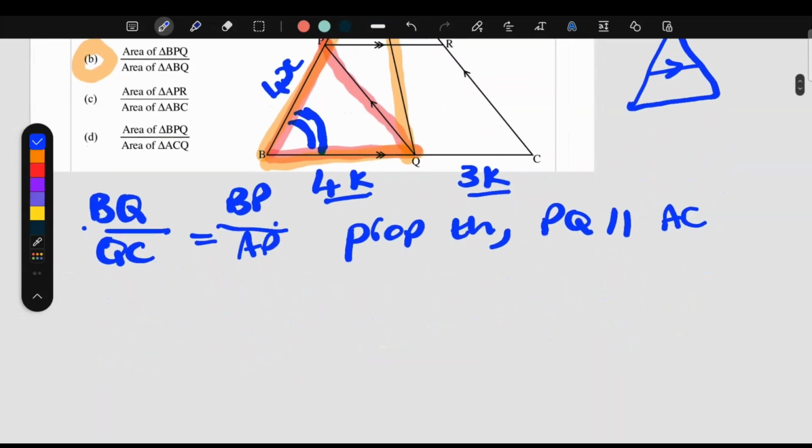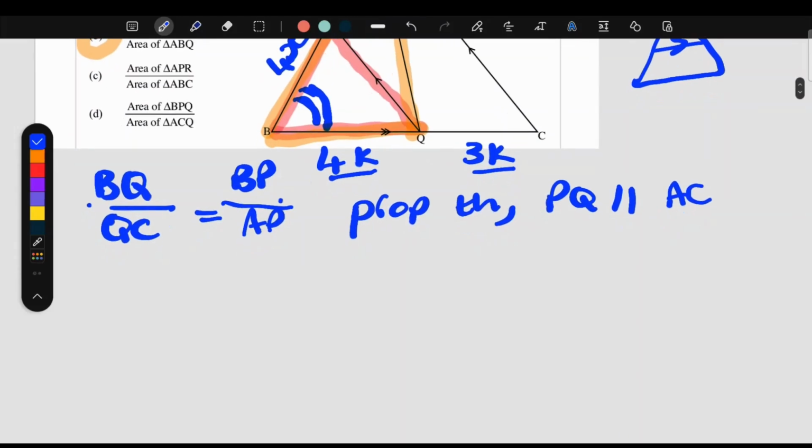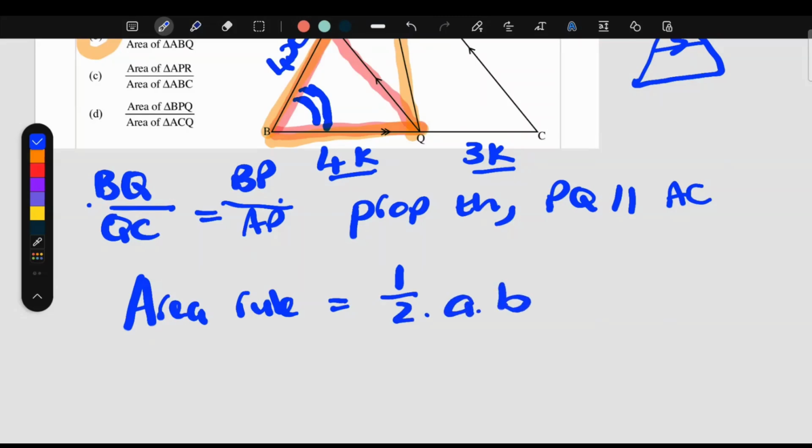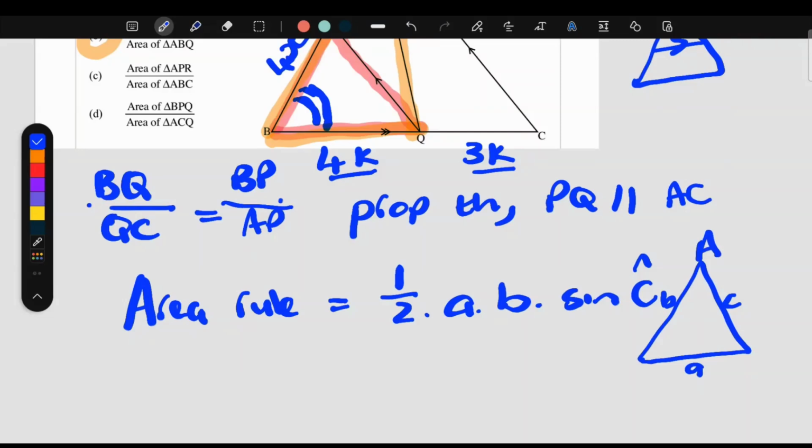When you have a common angle, or the one triangle is inside the other, you can also use the area rule. The area rule says area is equal to a half the one side times the other side times the sine of the included angle. Let's say if you have a triangle, this is A, this is small b, this is small c. So this is big A, big B, and C. The area would be a half times this, times that, times the sine of the included angle. That is the area rule, and it is on your formula page.